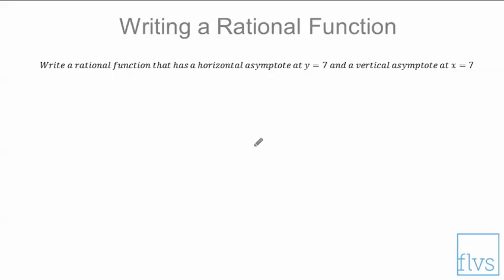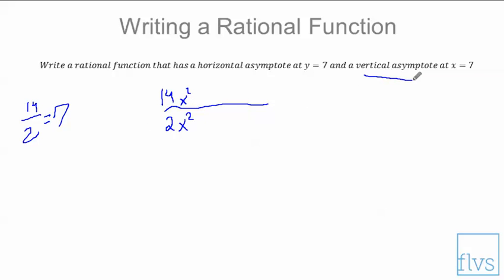And then lastly, you're asked to write a rational function that has a horizontal asymptote at y equals 7 and a vertical asymptote at x equals 7. We know that for a horizontal asymptote to exist, we need to have the same exponent on top and bottom. So what I would probably do here, just for easiness, is put like 14 and a 2, because I know that my horizontal asymptote would be 14 over 2, which reduces down to 7. And then I need my denominator to give a vertical asymptote at 7.